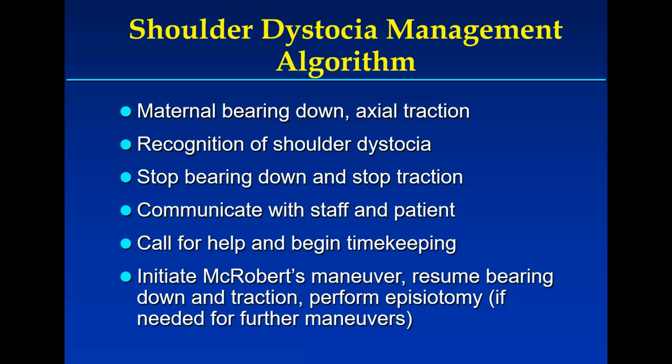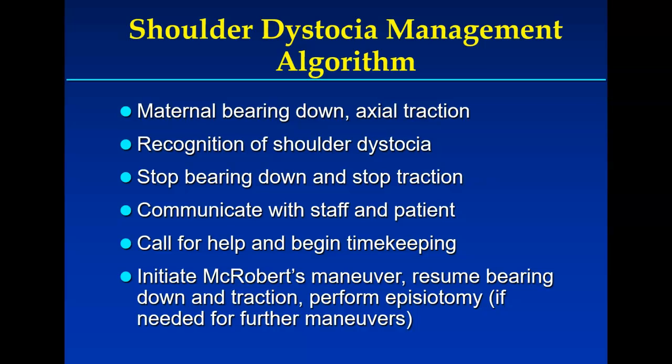Certainly it's important at this point to call for help and begin timekeeping. The first maneuver usually is the McRoberts maneuver. It's simple to do. You can even utilize family members to assist in doing the maneuver. And frequently, after doing the maneuver, further bearing down and traction will resolve the shoulder dystocia in a significant proportion of cases. So it's certainly the best maneuver to do initially.